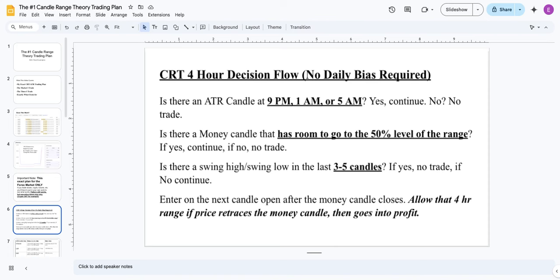All right. So next up, is there a money candle that has room to go to the 50% level of the range? If there is, keep going. If no, there's no trade. Again, I'll show you all this, so don't worry.